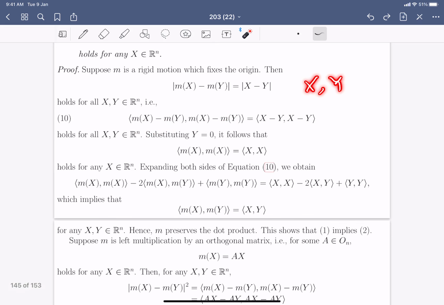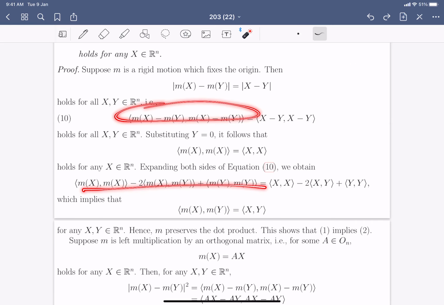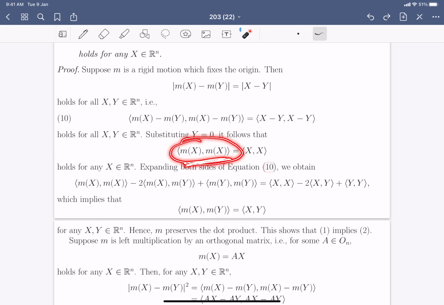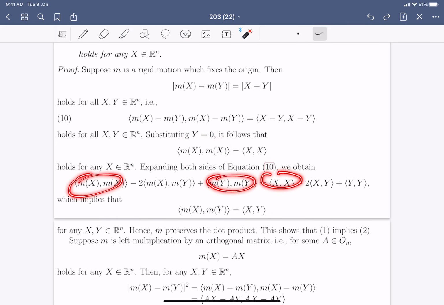By that I mean that the dot product between x and y is the same as the dot product between y and x. So one can check that this quantity is no different from this one, and the quantity on the right hand side is equal to this. Then, since we know that the dot product of mx with itself is the same as the dot product of x with itself for any x inside Rn, these two quantities match and these two quantities match.